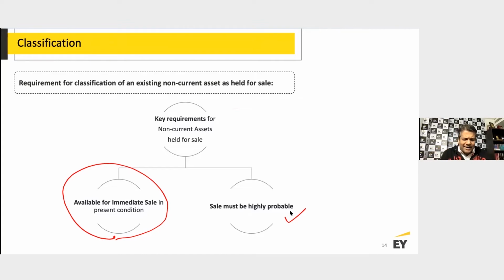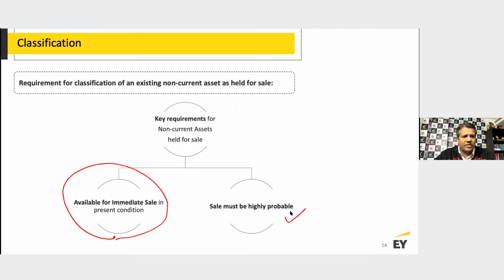And the second is that it has to be available for sale in its immediate present condition. So it should be available for sale immediately, and the sale is also likely to be highly probable. Highly probable means a 70-80% probability that you will be able to locate a buyer and complete the sale process in a reasonable period of time. And the reasonable period of time is defined as, again, 12 months.